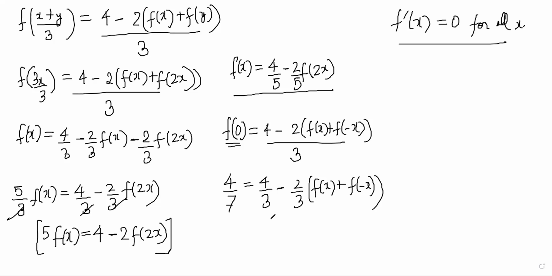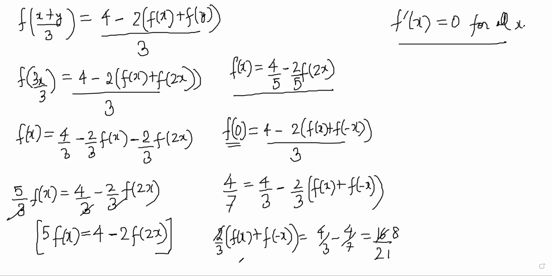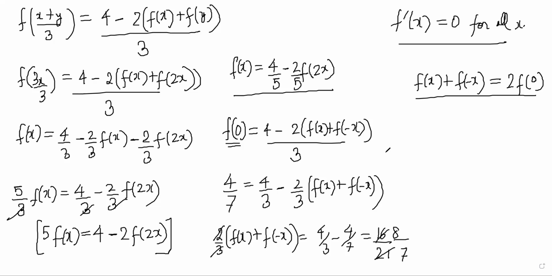So you're getting 2 by 3 f of x plus f of minus x is equal to 4 by 3 minus 4 by 7. So 4 into 7, 28 minus 12, 16 by 21. That becomes 8 by 7, right? Yes. Right. You're getting f of x plus f of minus x is equal to 2 times f of 0. So 2 times f of 0.